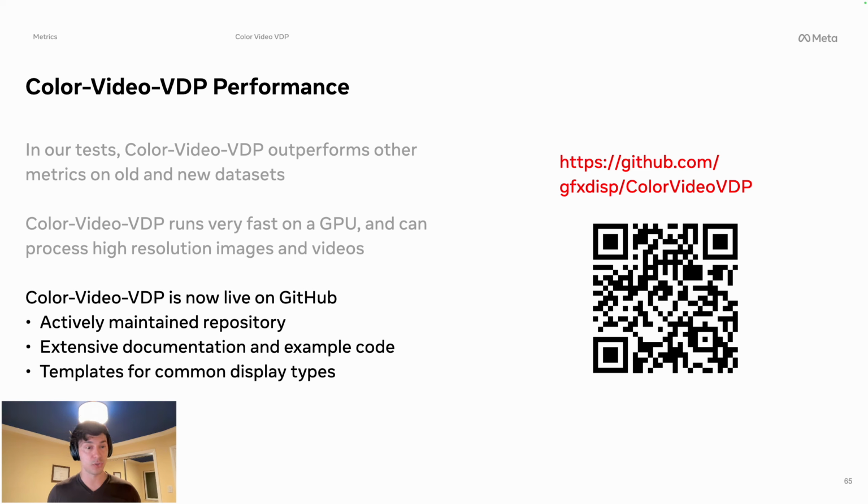Finally, this is reaching the end of my presentation here, so I just want to mention to you, ColorVideoVDP is live on GitHub now. It's an actively maintained repository. We have lots of documentation and example codes, templates for common display types, and you should have no trouble getting started if you're an engineer or researcher who wants to use this. You're very welcome to, and we've tried to make it as easy as possible for you to do so.